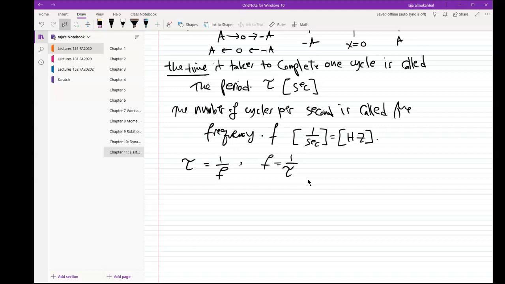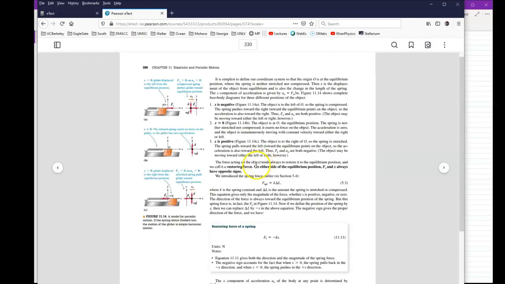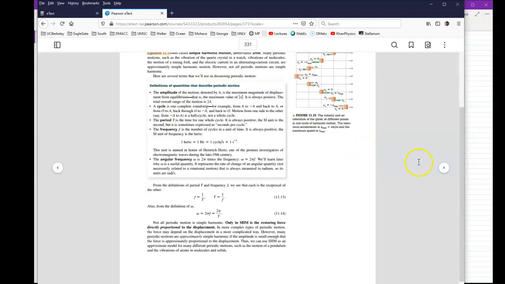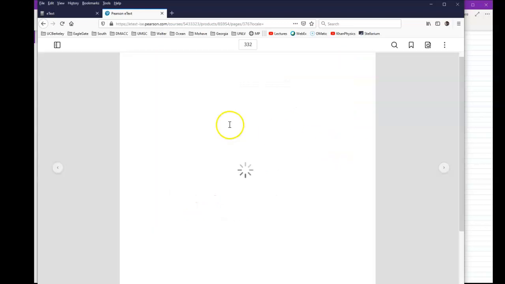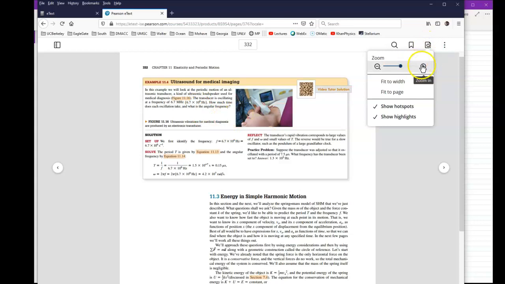Okay. Let me show you an example of how all of that can be applied. Let me start with a simple one. Example 11.4 from the book. Here are the formulas that we are dealing with. Oh, and I forgot to mention omega. I'll come back to it in a sec.